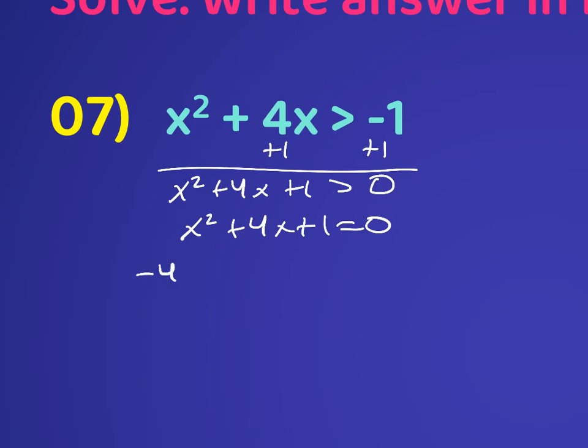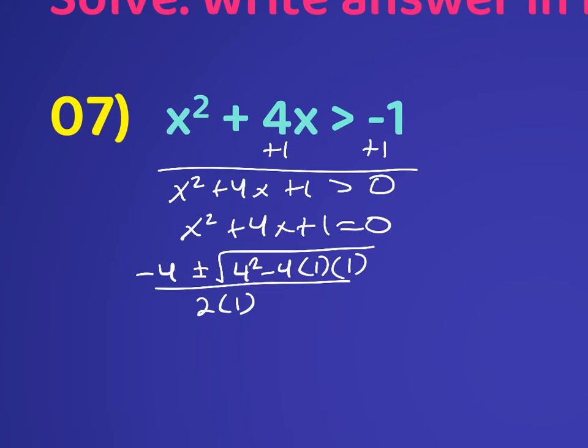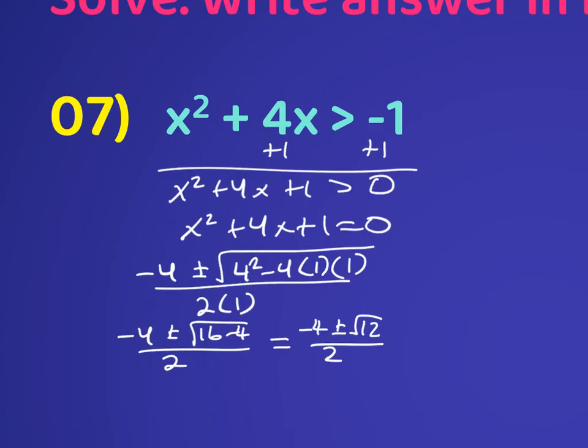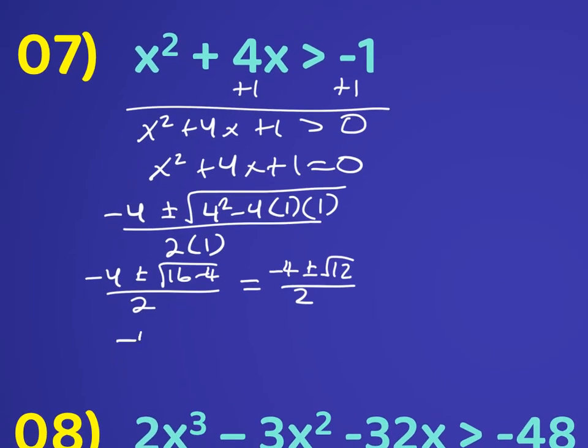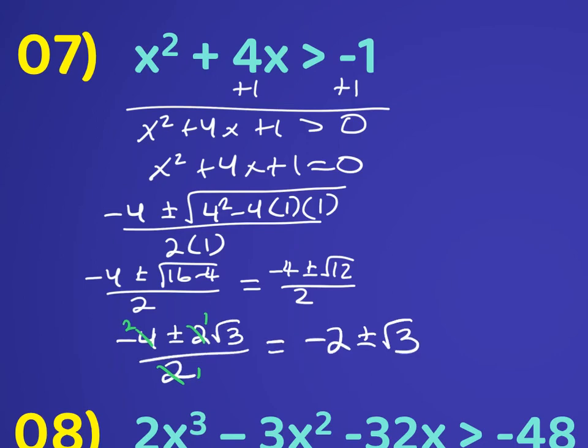So negative 4 plus or minus 4 squared minus 4 times that a times that c, all under the square root, 2 times a. Negative 4 plus or minus 16 minus 4. 16 minus 4 is 12. Got to break down the square root of 12. So this gives me negative 4 plus or minus square root of 12 becomes 2 square root 3. And now I can also simplify this fraction. Make these 1s, make this a 2. Final answer here, negative 2 plus or minus the square root of 3.